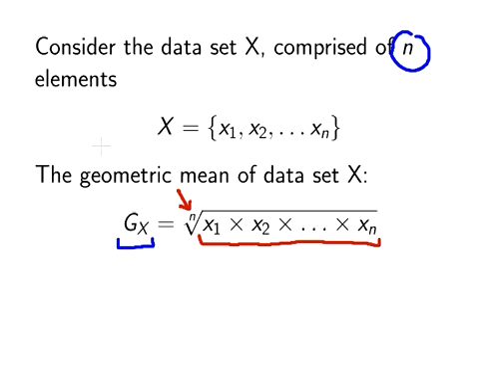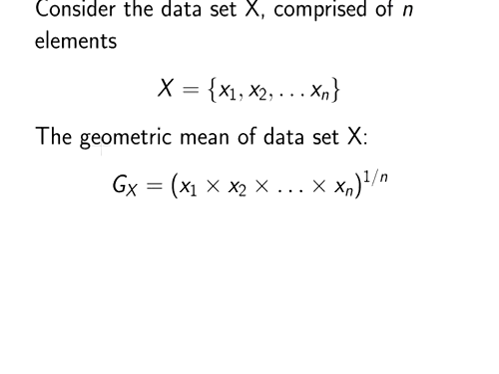So I'm going to show you a slightly different version. Consider the data set x comprised of the following elements. What we could do is, again, multiply all the elements out and then put that to the power of 1 over n. That's the equivalent of the nth root, but it's a little bit easier for people to calculate, particularly if they are not used to calculators.